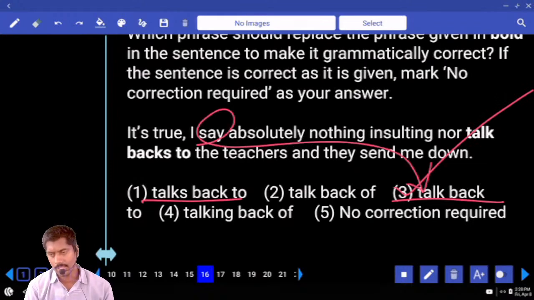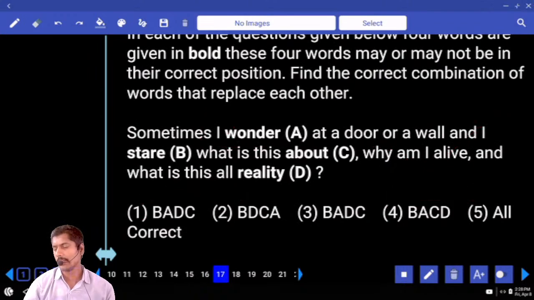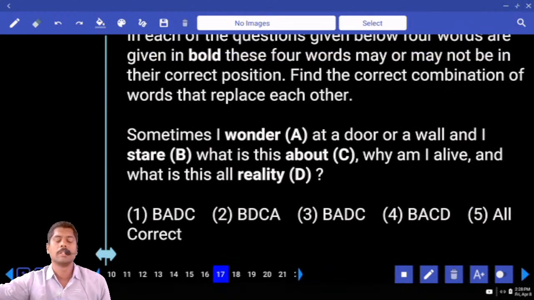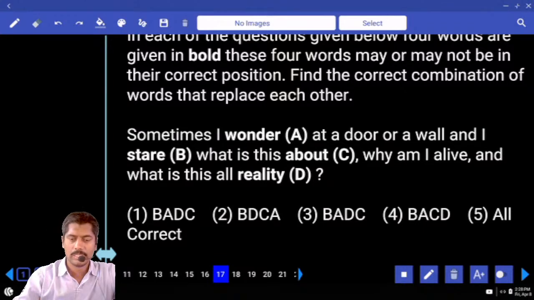I say nothing nor talk back to teacher. Now we need to interchange the bold words. We need to change the bold words. Is it bold words or spelling? Interchange, word swap. Sometimes I wonder at a door. I stare at a door. I about a reality. I stare.